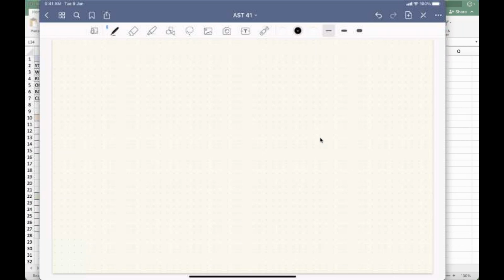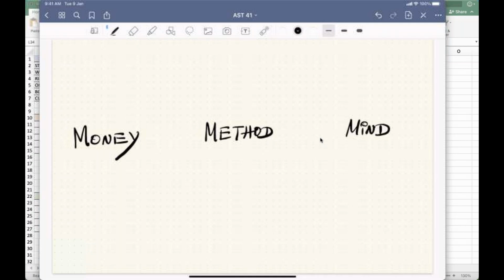so there are 3 M's to trading: money, method, and mind. People say that people who have more money are successful in the market. People with lesser money cannot make money in the market. That cannot be true, because in this experiment, all of you had the same money.